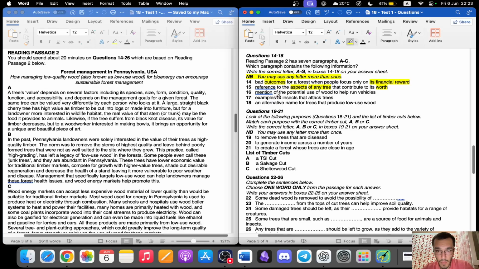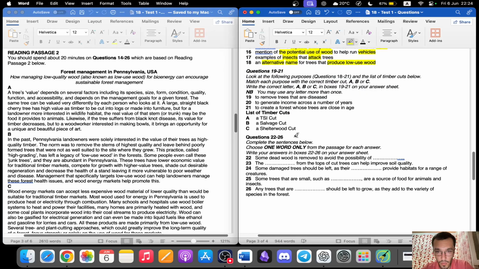Mention of the potential use of wood to help run vehicles. You can find it easily if you find a paragraph that uses vehicles, then you just highlight the answer. Example of insects. Okay, insects that attack trees. An alternative name for trees that produce low use wood.